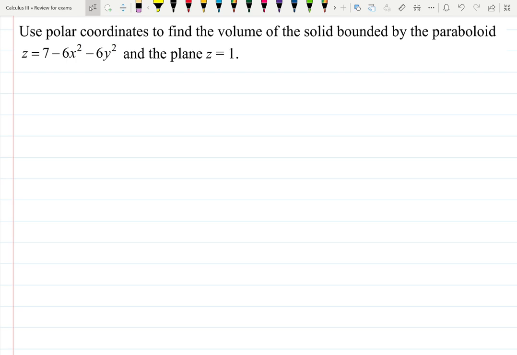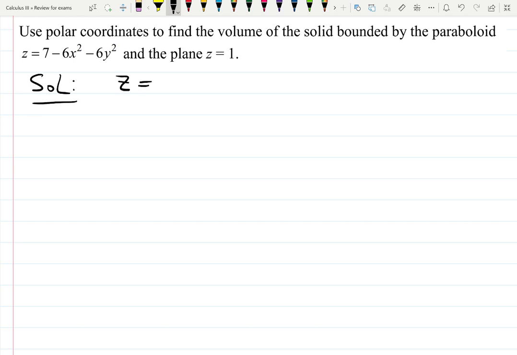One more example where we need to use polar coordinates to find the volume of the solid bounded by the paraboloid and the plane z equals 1. I will show you the graph in a second, but I can also tell you that you don't really need it if you don't know how to graph paraboloids and planes. So let's see what we have here.